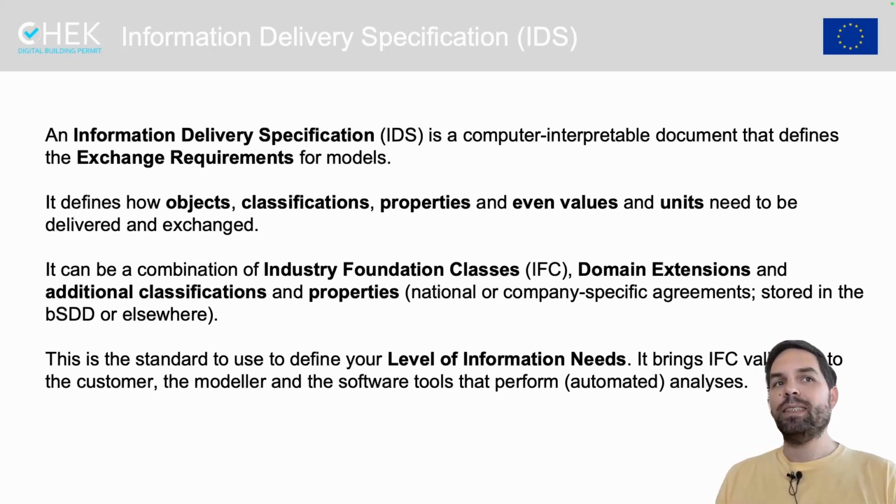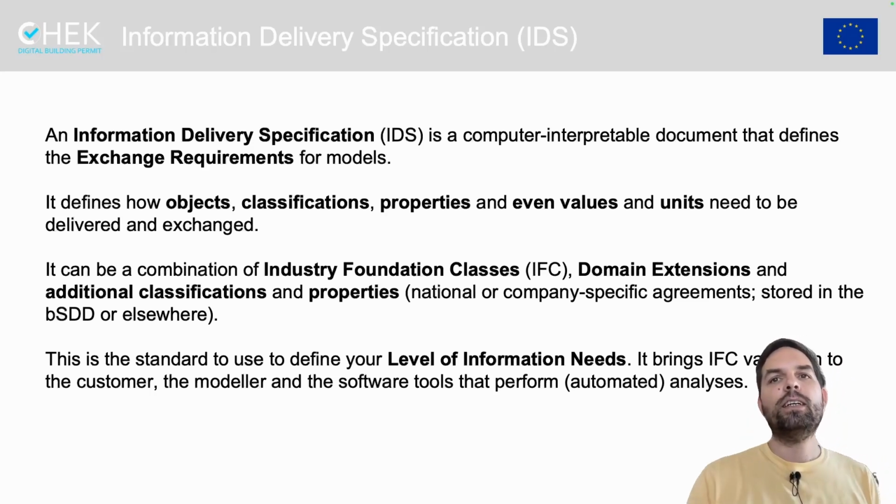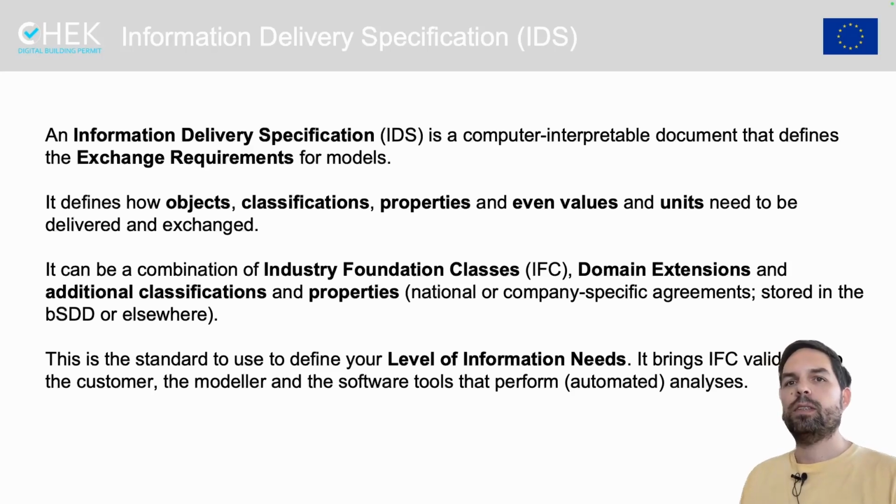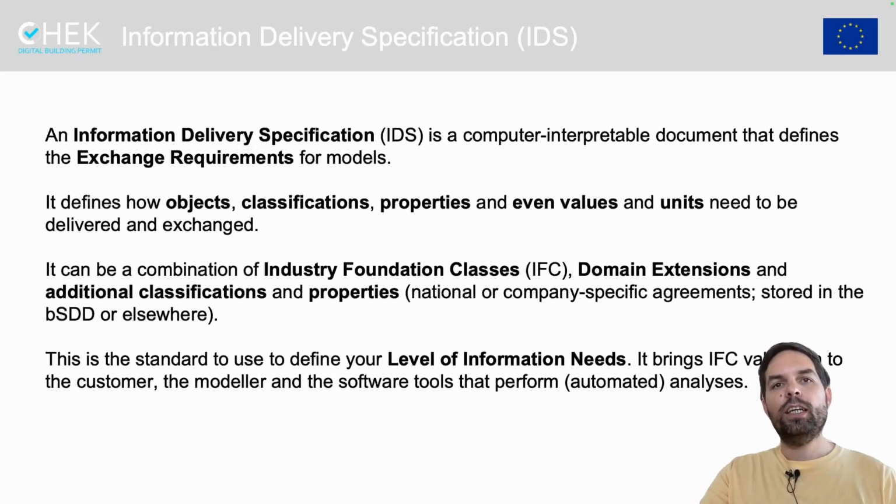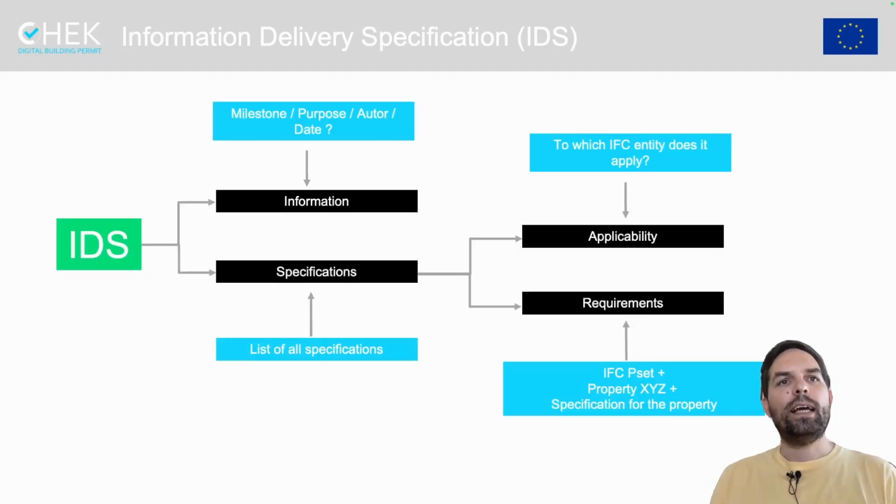So these requirements can be from the IFC itself, or from any kind of domain, or even from custom dictionaries, like the one with some properties we provide in the CHEK project. This usually is the encoding of the level of information need in a computer-readable format that will allow us to run automatic verifications. Basically, an IDS has two parts.